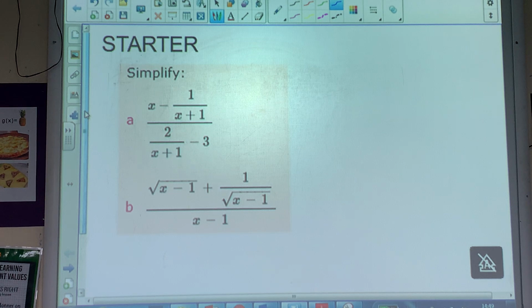So it's an algebraic starter. All it wants you to do is simplify both expressions. Different ways you can do it. So pause the video, have a go at simplifying those.